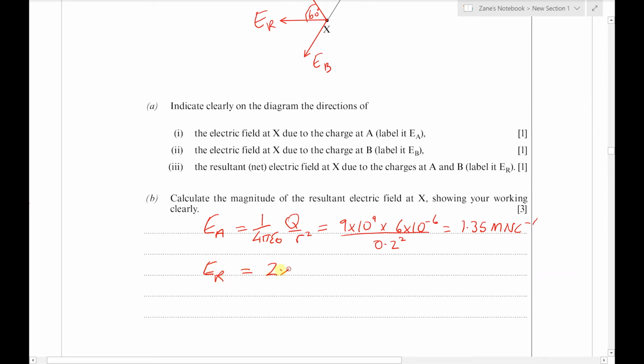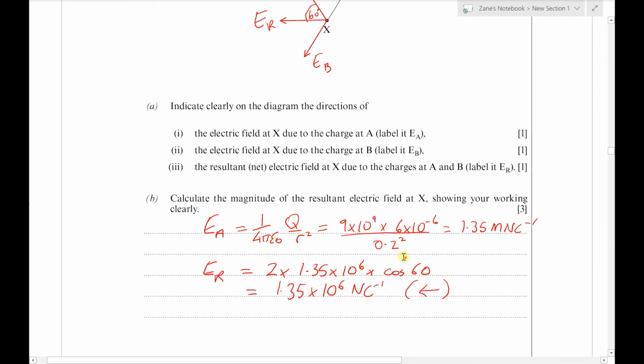So what we've got is two lots of the 1.35 times 10 to the 6 newtons per coulomb, both of them at 60 degrees to the horizontal. Now if you know your maths properly, cos of 60 is a half, so 2 times a half is 1, so we do end up with a final answer of 1.35 times 10 to the 6 newtons per coulomb. And it's to the left. I'll just put an arrow in there, just remembering that it's a vector quantity. Now the question only wants the magnitude, but I just put the arrow there for completeness.